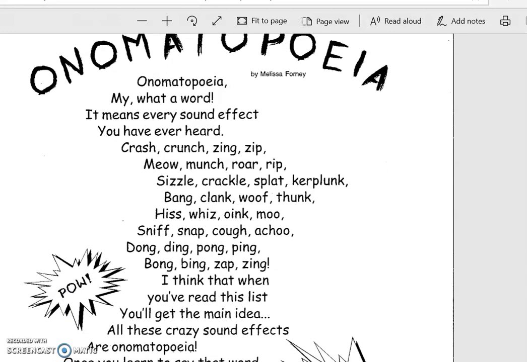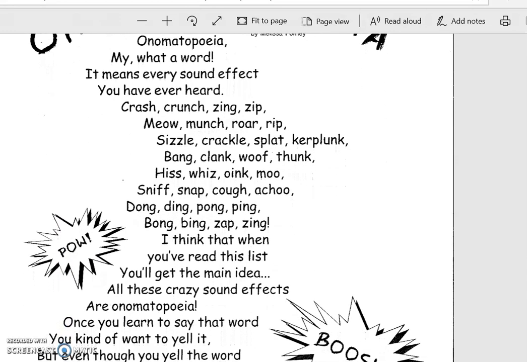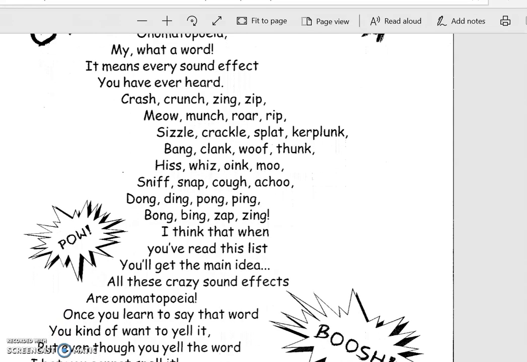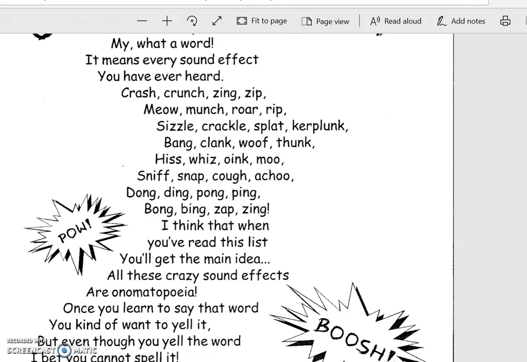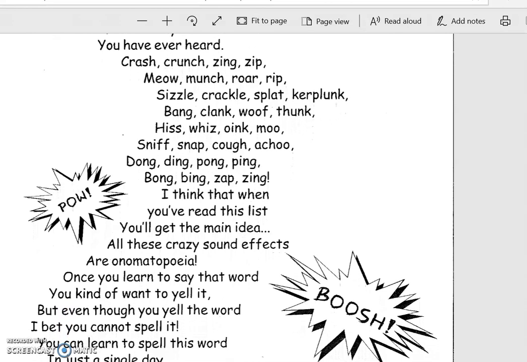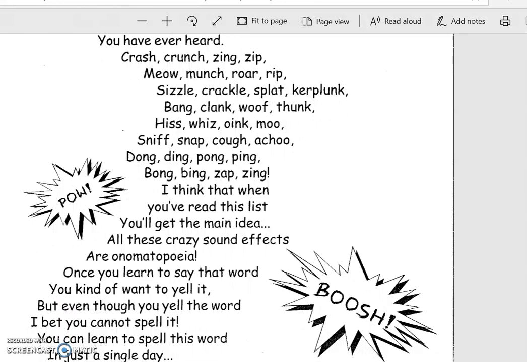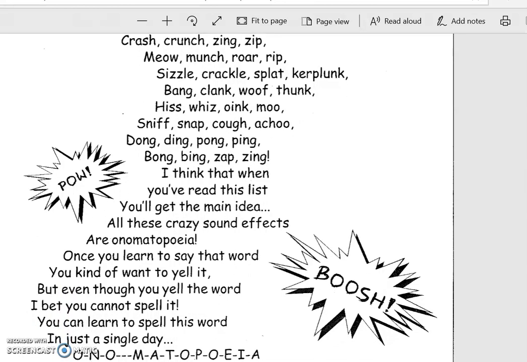Onomatopoeia by Melissa Forney. Onomatopoeia, my what a word. It means every sound effect you have ever heard. Crash, crunch, zing, zip, meow, munch, roar, rip. Sizzle, crackle, splat, kerplunk. Bang, clank, woof, thunk. Hiss, whiz, oink, moo, sniff, snap, cough, achoo. Dong, ding, pong, ping, bong, bing, zap, zing.